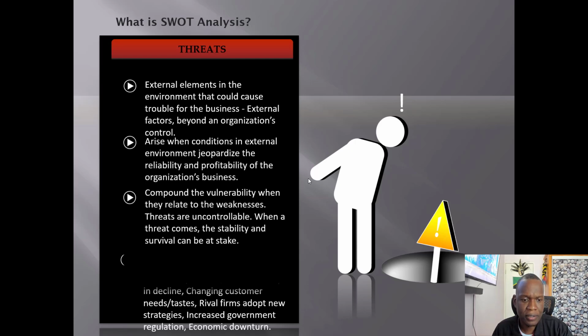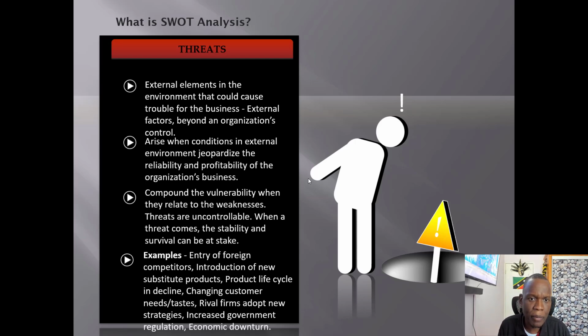Then we have the threats. External elements in the environment that could cause trouble for businesses. External factors beyond an organization's control arise when conditions in the external environment jeopardize the reliability and profitability of the organization's business. They compound the vulnerability when they relate to weaknesses. Threats are uncontrollable. When a threat comes, the stability and survivability can be at stake. Examples: entry of a foreign competitor, introduction of new substitute products, product life cycle decline, changing consumer needs and tastes, rival firms adopting new technologies, increased government regulation, economic downturn.